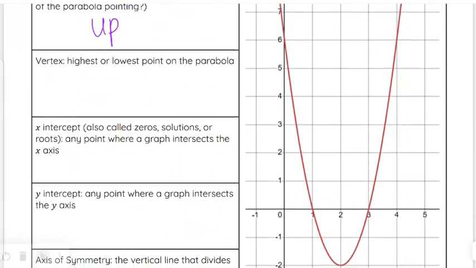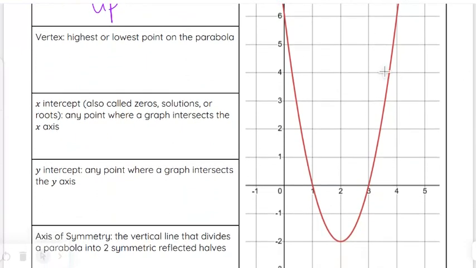Next, we look at the vertex. The vertex is always going to be the highest or the lowest point on the parabola, depending if it opens up or if it opens down. If it opens up, the vertex is down here on the bottom. If it opens down, then the vertex is up here on the top. With this one, it opens up, so our vertex is going to be that lowest point down here. And so that ordered pair would be (2, -2). From the origin, we go right 2, down 2, so this is (2, -2).